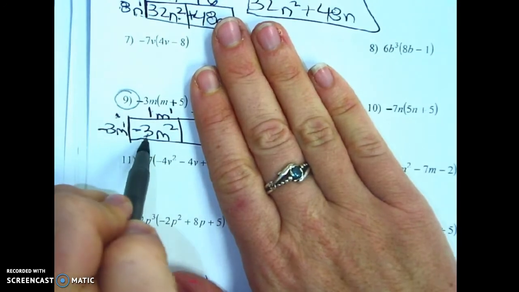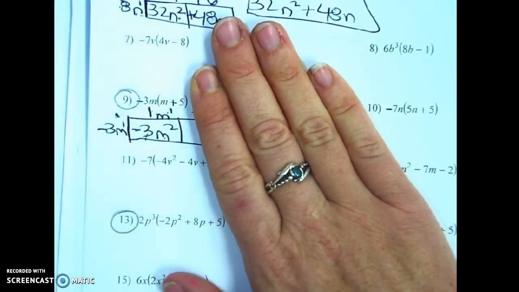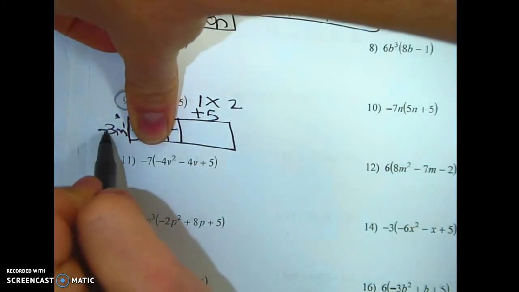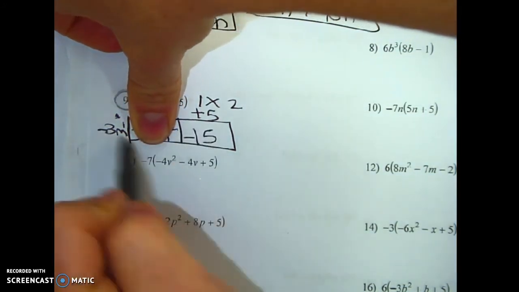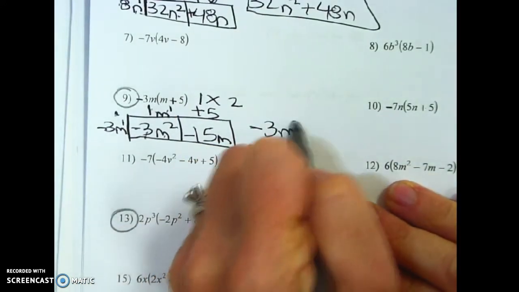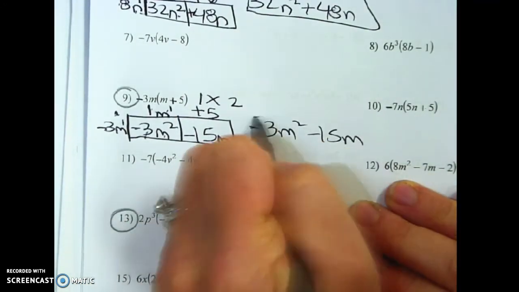Multiply the bigs. Add the littles. Negative 3 times 1 is negative 3. If I have 1m and 1m, I have 2m's. I'm going to cross that off, cover that, multiply the bigs, and there's only an m right there. So now my answer is negative 3m squared minus 15m.